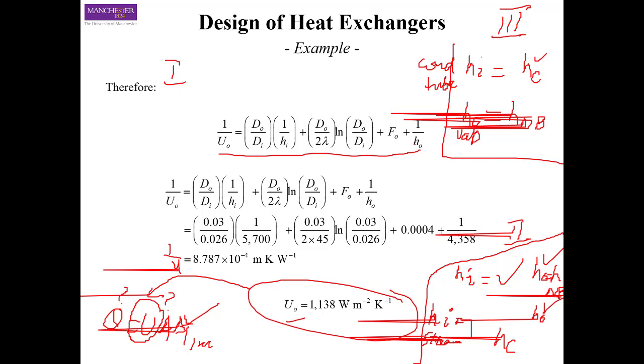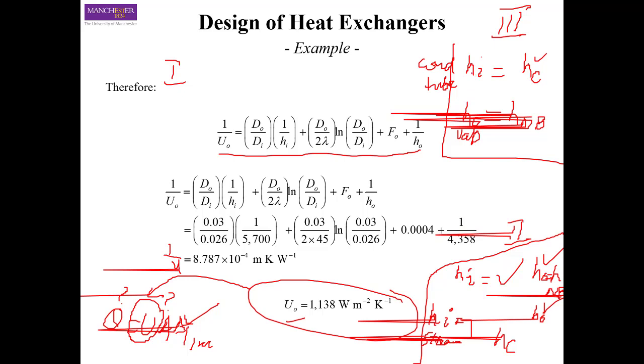The second option is that you assume some values of HI and H naught based on literature. There are a lot of graphs and figures available for a particular system. For example, if you are talking about organic versus steam heat exchangers or steam condensers, there is a lot of literature on these systems where people have provided the most suitable values for HI and H naught. So your first guess will be to pick one of those values and then start your design.